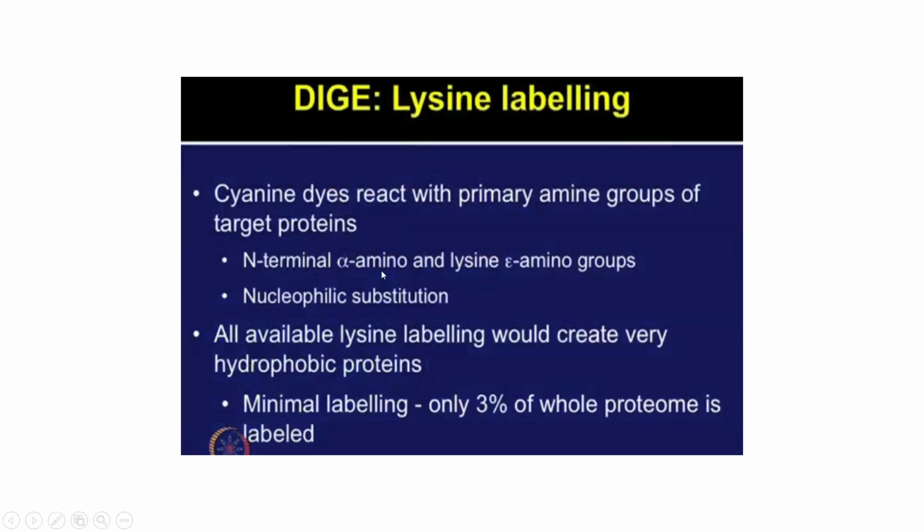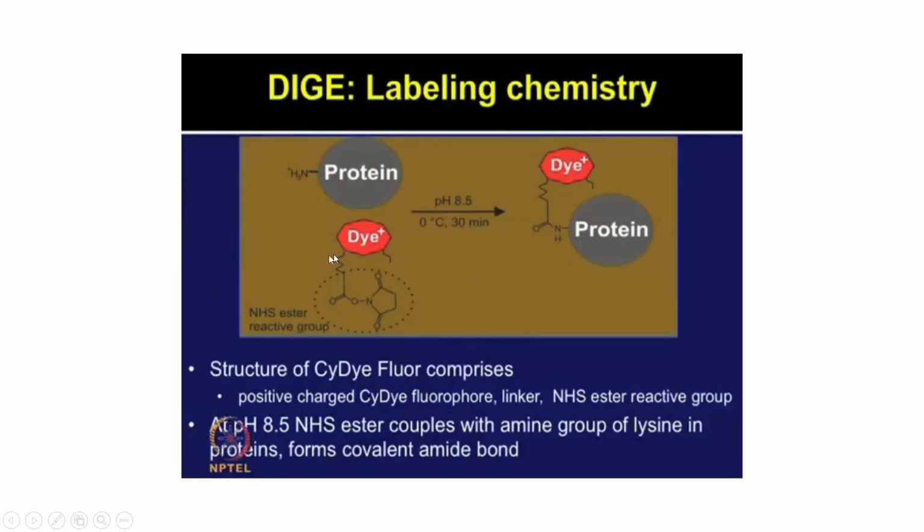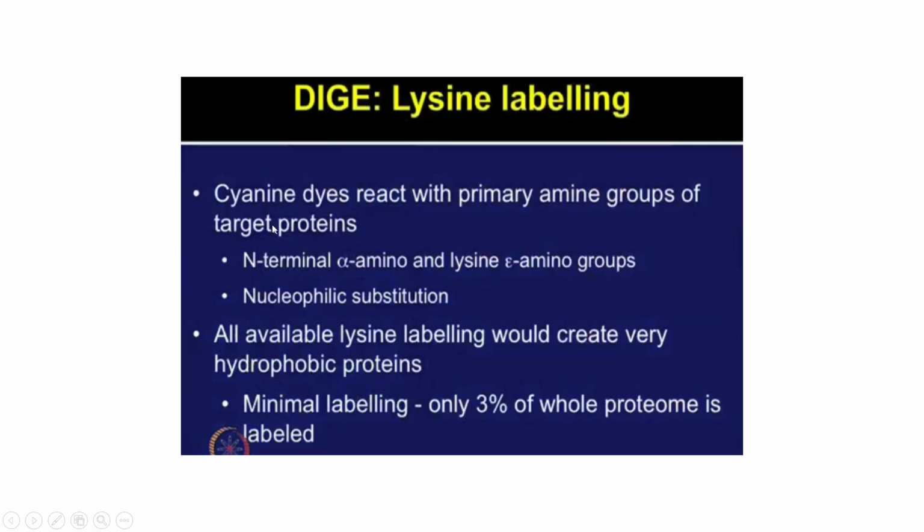So we'll go through the reaction in this next slide. This is how the interaction happens, with the primary amine group, the N-terminal alpha amino and lysine epsilon amino groups, and basically nucleophilic substitution takes place while this interaction is happening.